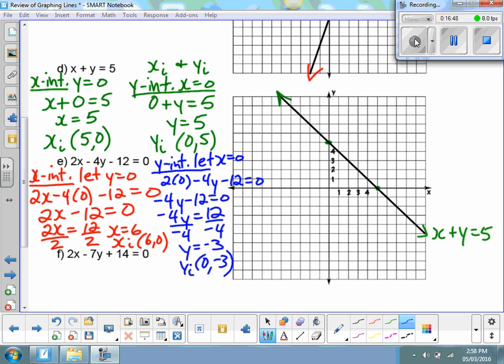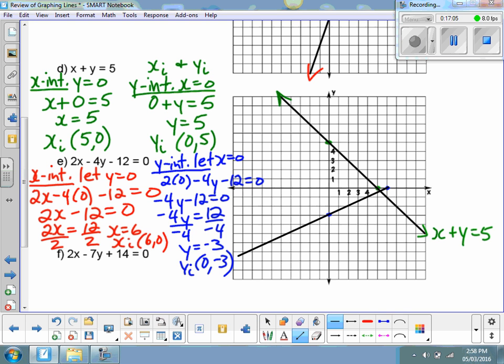So I'll plot those points in the graph. 6, 0 for my x-intercept. It's going to be right there. And 0, negative 3 on the y-intercept will go right there. And then we'll draw our line through those 2 points. We'll just extend it. Remember when we draw these lines, we want to fill the graph. And we'll label it. So this is 2x minus 4y minus 12 equals 0.